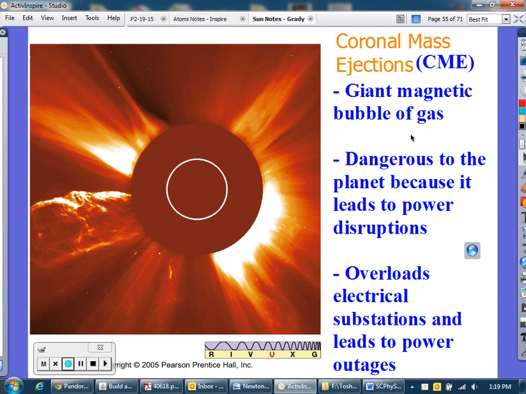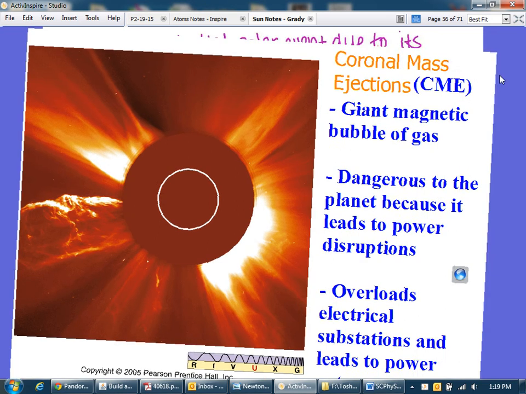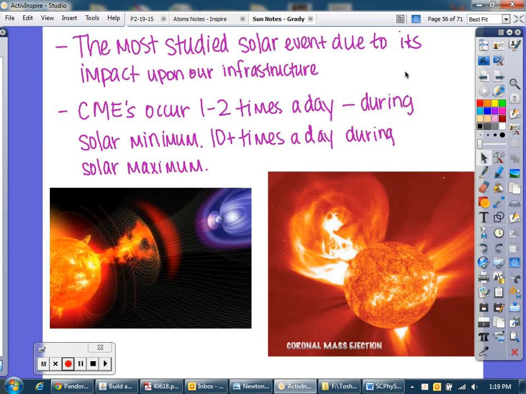These are a little bit more dangerous to Earth because they can overload electrical substations, can cause power outages, and they've done that before, and can disrupt cellular networks and so forth. So these are things that astronomers, the space weather guys, watch quite a good bit. They can be dangerous to the planet.